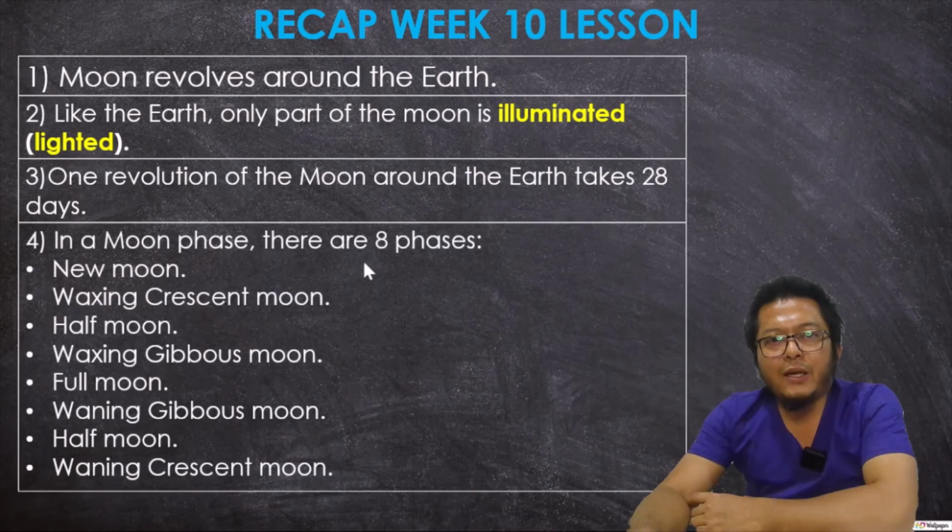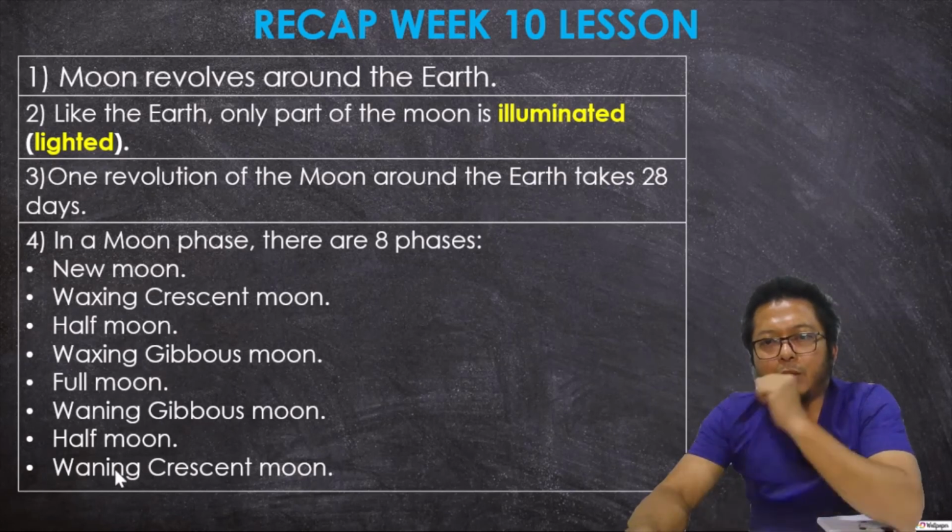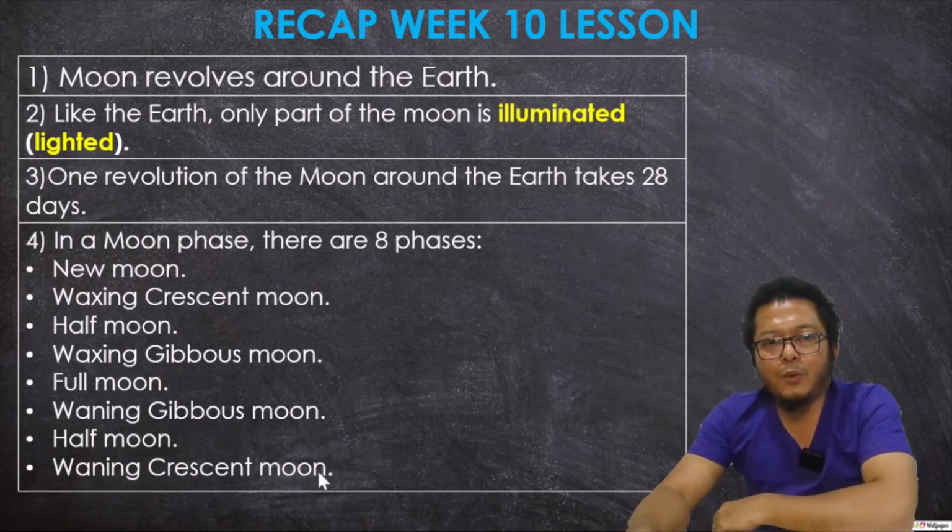In the moon phases, there are 8 phases: new moon, waxing crescent moon, half moon, waxing gibbous moon, full moon, waning gibbous moon, half moon, and waning crescent moon, and then the cycle moves back to new moon. Every 28 days, it will cycle through the 8 phases. Okay?